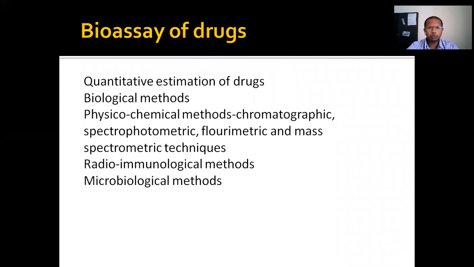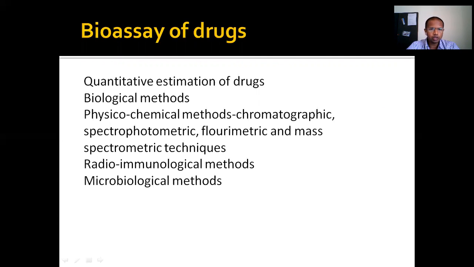So how do we do bioassay of the drugs? The bioassay of drugs is done with various methods. Understand the term bioassay. It is the measurement of the biological responses of an isolated tissue or an intact animal to the medicines or drugs. We do qualitative and quantitative estimation of the drugs. It is not the direct estimation of the drug amount, it is estimation of the responses which we are taking.